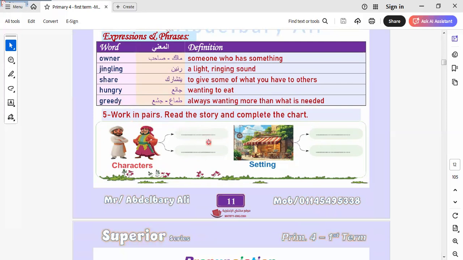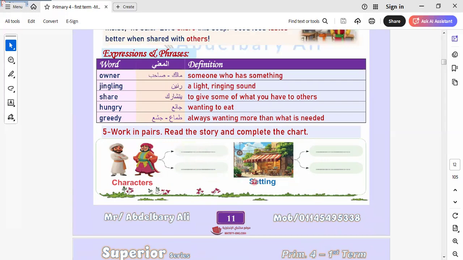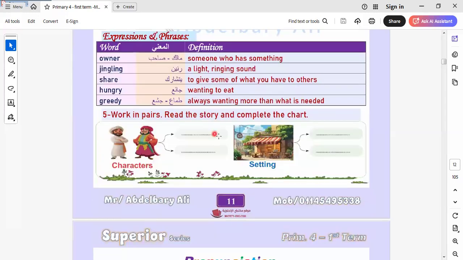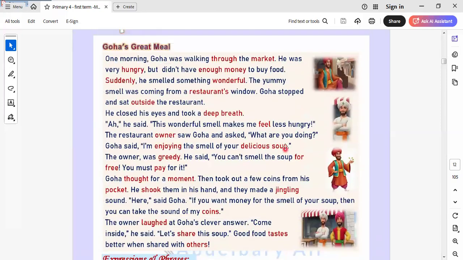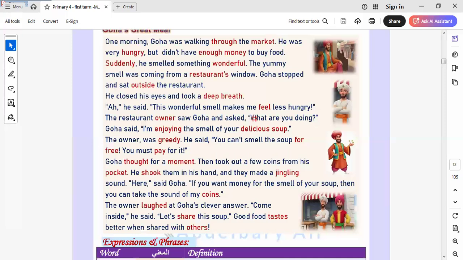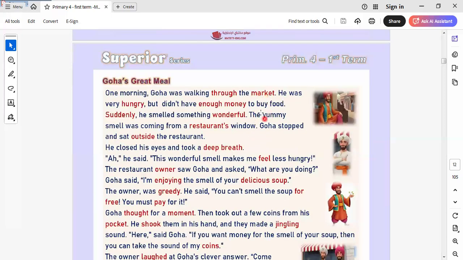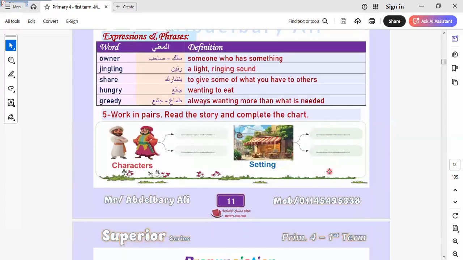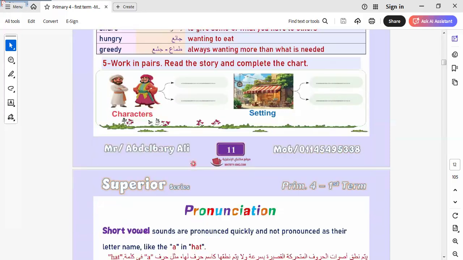Here is the story. The story characters are the owner and Goha. Where are they sitting? In a restaurant. So this is the place. I think in the garden also? No, in the market. In the market and in the restaurant. We have here market and restaurant, and we have here Goha and the owner.